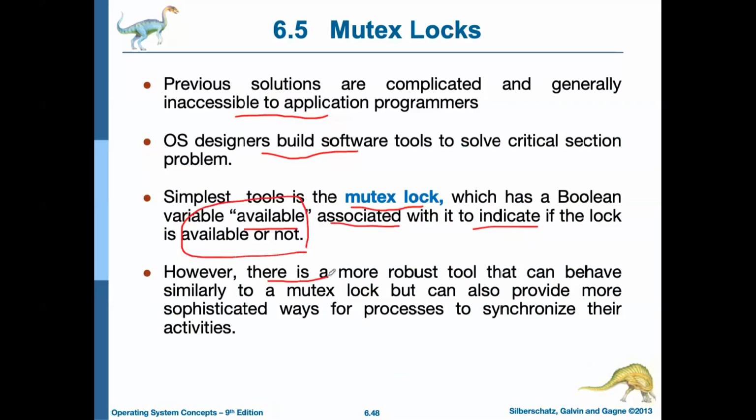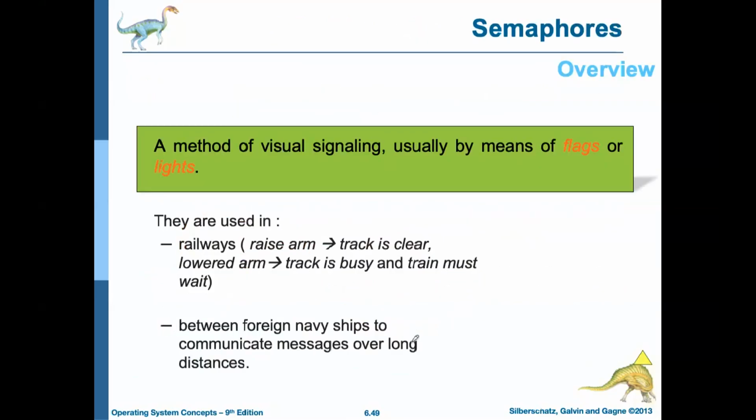However, there is a more robust tool that can behave similarly to a mutex lock, but can also provide more sophisticated ways for processors to synchronize their activity. So what is it? This is the semaphore. A semaphore is a method of visual signaling, usually by means of a flag or lights.